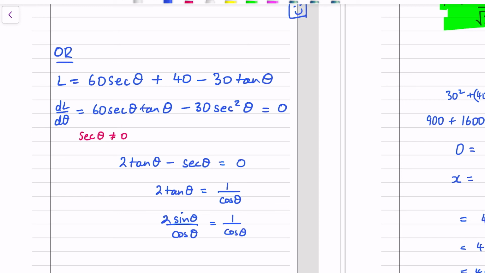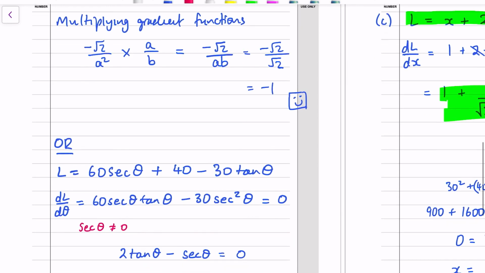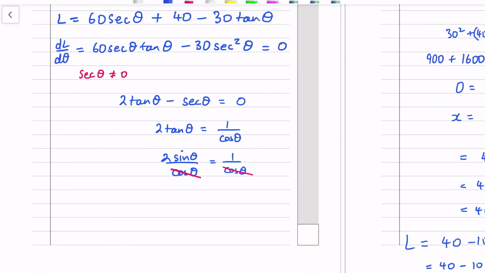Cos theta won't be 0 for this problem, because that would give us an angle of 90 degrees, and it's clearly not 90 from the diagram. It just wouldn't make sense if it was 90. If theta was 90 degrees, then the road CD would be heading off in that direction, which doesn't make sense. So therefore we're solving 2 sine theta equals 1, sine theta equals a half. The solution to that is 30 degrees. Very, very nice solution.